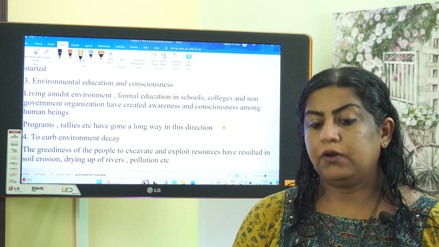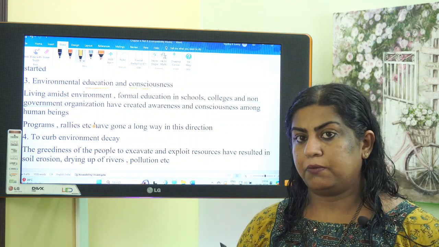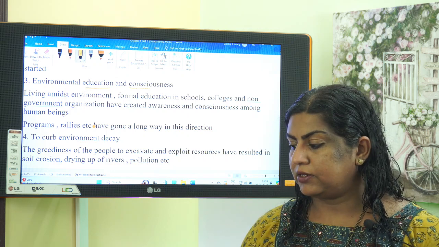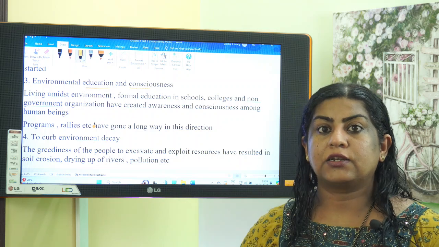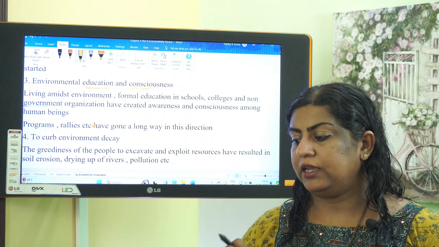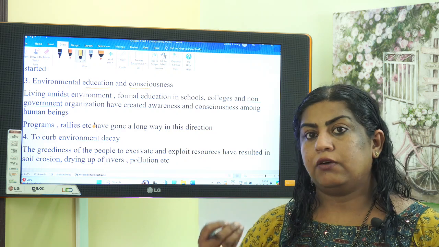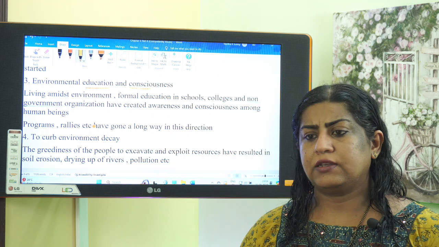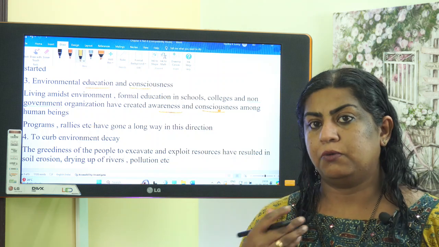Third one, environmental education and consciousness. Living amidst environment, formal education in schools, colleges and non-governmental organizations have created awareness and consciousness among human beings. Now we are studying about environment movement and we get consciousness regarding all these movements. We are living amidst the environment, we are a part of environment. We study about environment in schools, colleges and non-government organizations. This created awareness and consciousness among human beings.